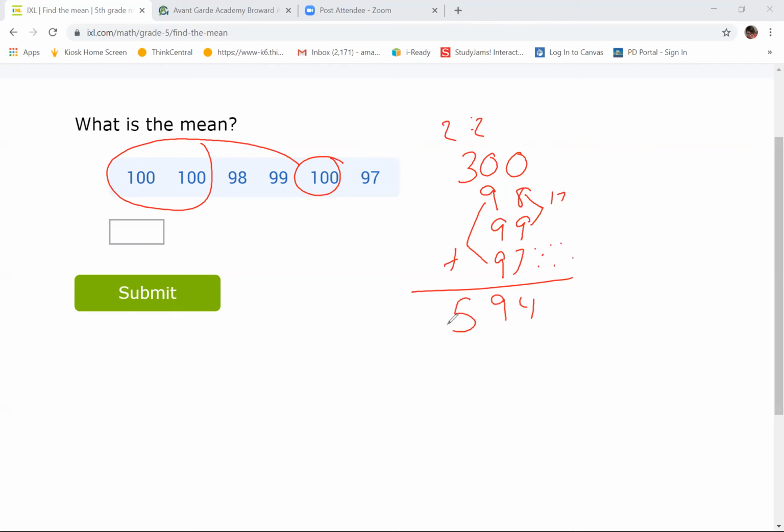Is that what you got? I hope so. Now that I have my 594, my step 2 is to divide. First I add, then I divide. 1, 2, 3, 4, 5, 6.